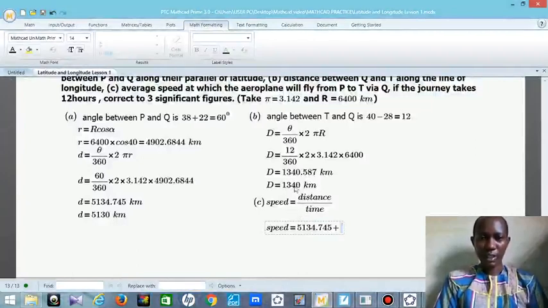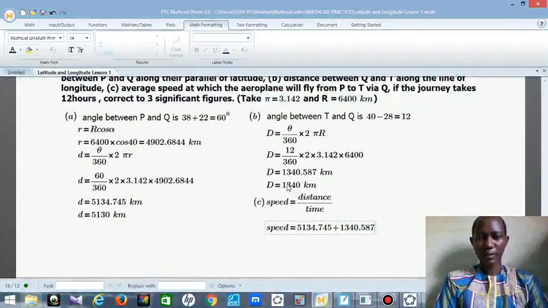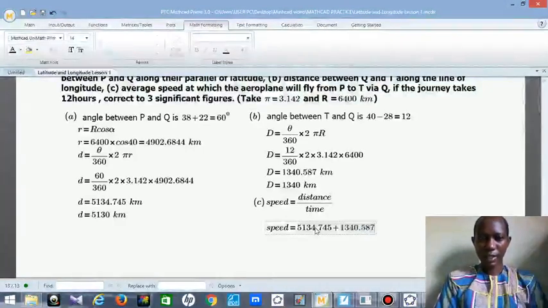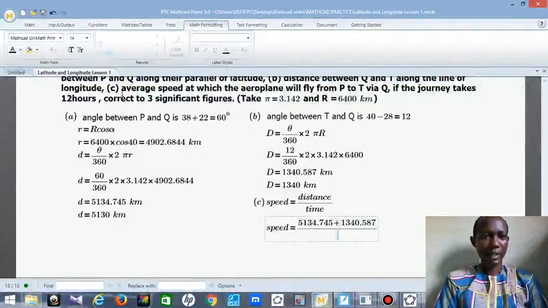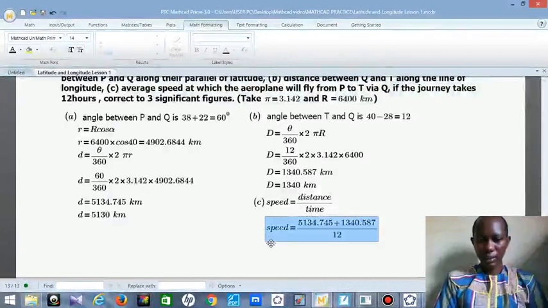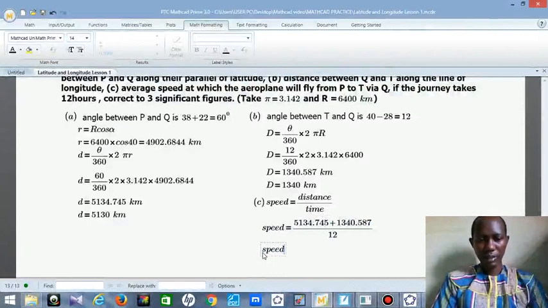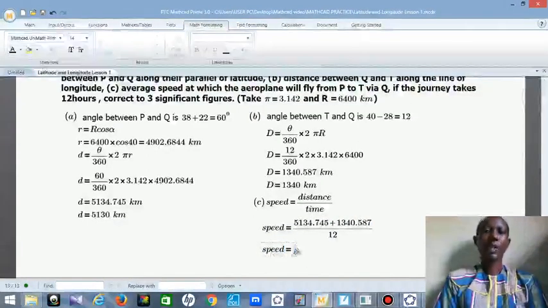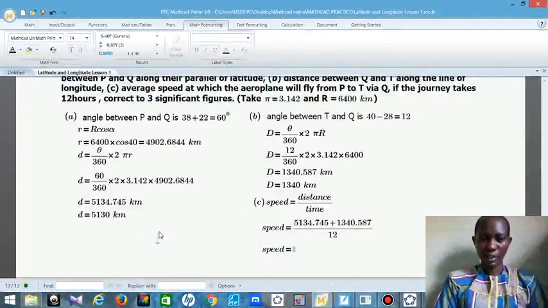Then plus the next distance, which is 1340.587. So this distance we add now, divided by time. The time given is 12 hours in the question. You can see there, divided by 12. So that is all. Then therefore speed is equal to, you can now solve and divide by 12. Let me do it on this corner. You can use your calculator and do it fast.